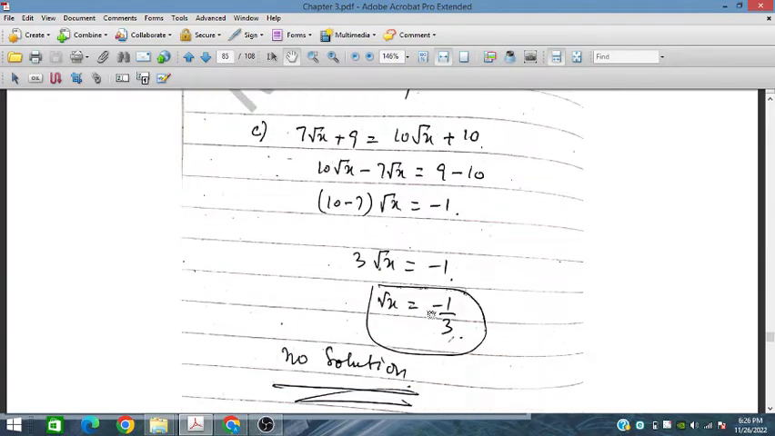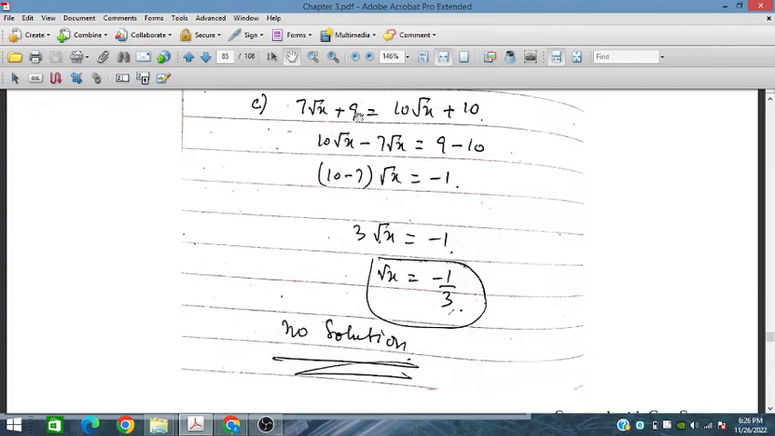Similarly for this part C, 7x plus 9 is equal to 10 under root x plus 10. So it may be shifted to this side and this side. So we have 10x minus 7x is equal to 9 minus 10. 10 may be shifted here, so 9 minus 10 is equal to minus 1. So this is 3, minus 1 divided by 3. So under root x is equal to minus 1 over 3.